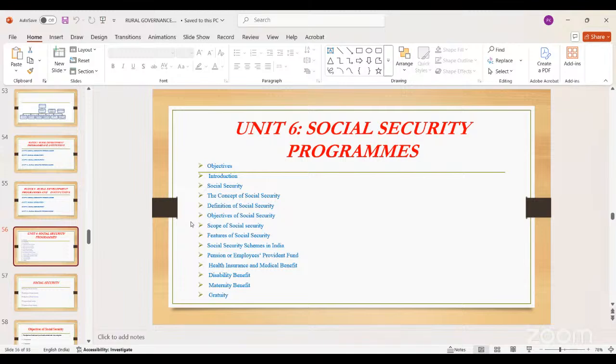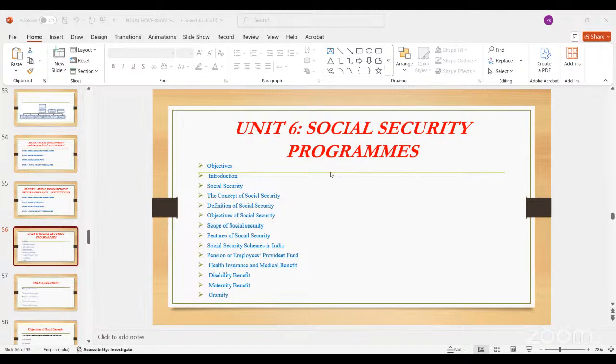So apart from medical care and cash benefits, there are several social security programs which also provide some welfare services to persons who are protected by them. Okay, so now we will cover the definition of social security, how to define social security.